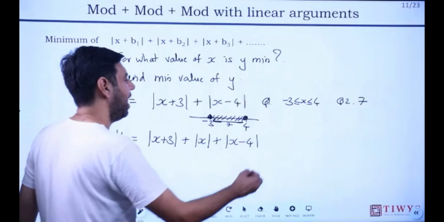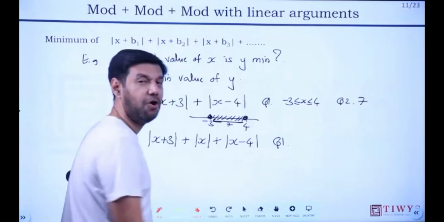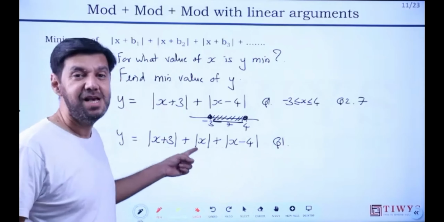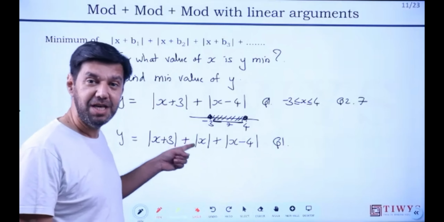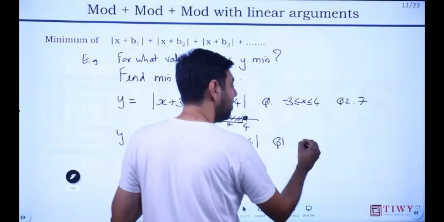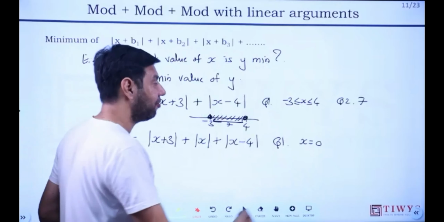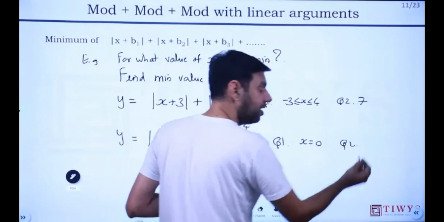Now here, this is 3 mods. 3 mods means odd. Odd means unique middle. Which one will be in the middle? This one. Which is this milestone equated to 0? The milestone is when x is equal to 0 for question number 1. And for question number 2, this also should be oral.